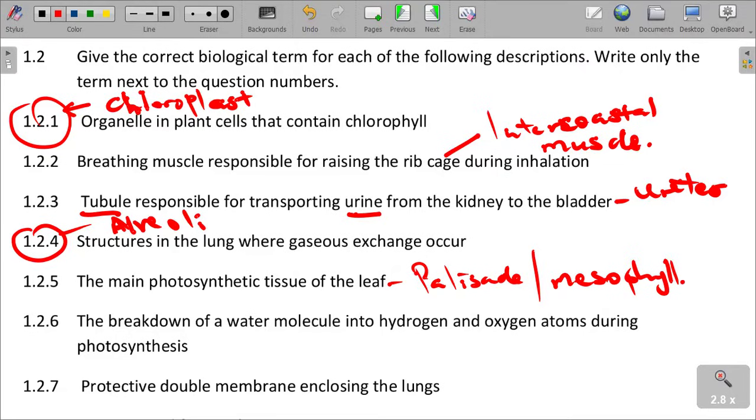And then the breakdown of a water molecule into hydrogen and oxygen atoms during photosynthesis. It is actually photolysis. Photolysis is the breakdown of water into hydrogen and oxygen atoms during photosynthesis.